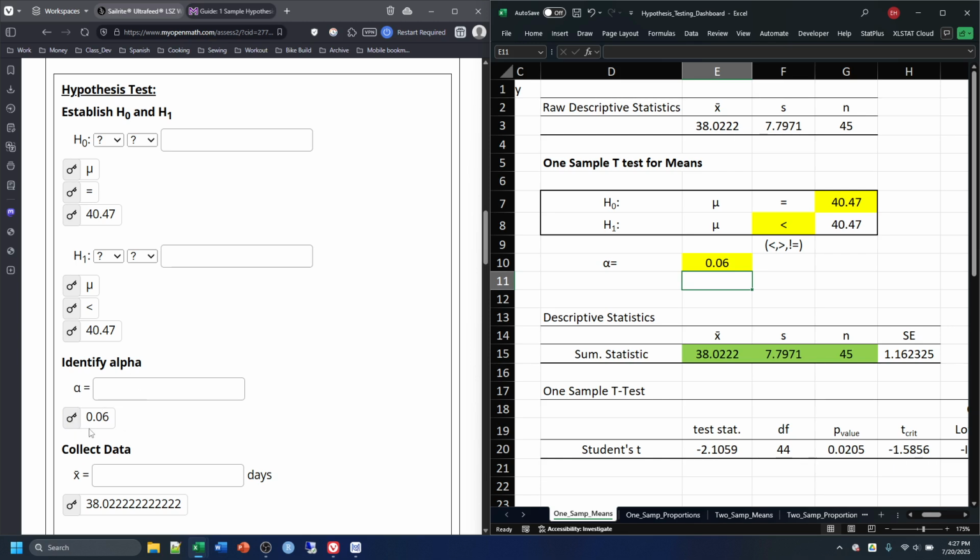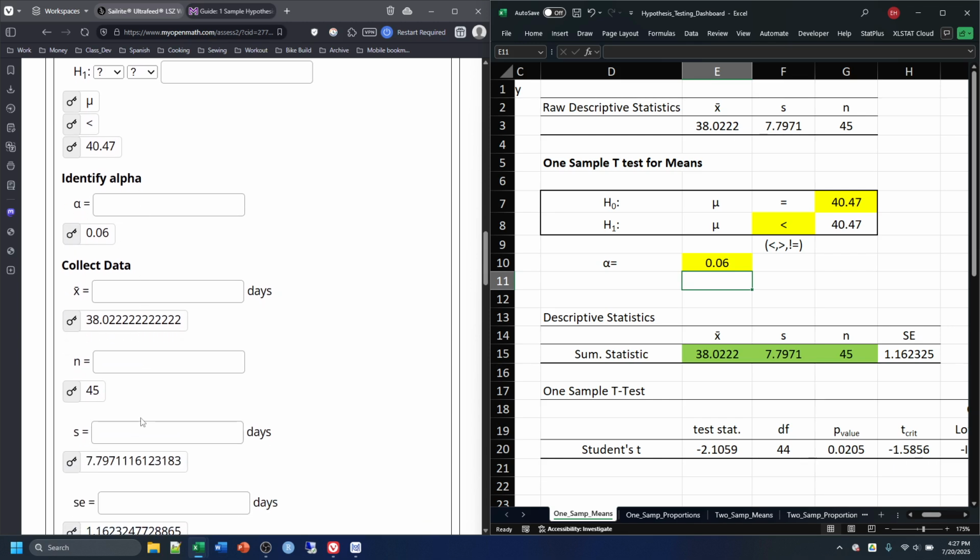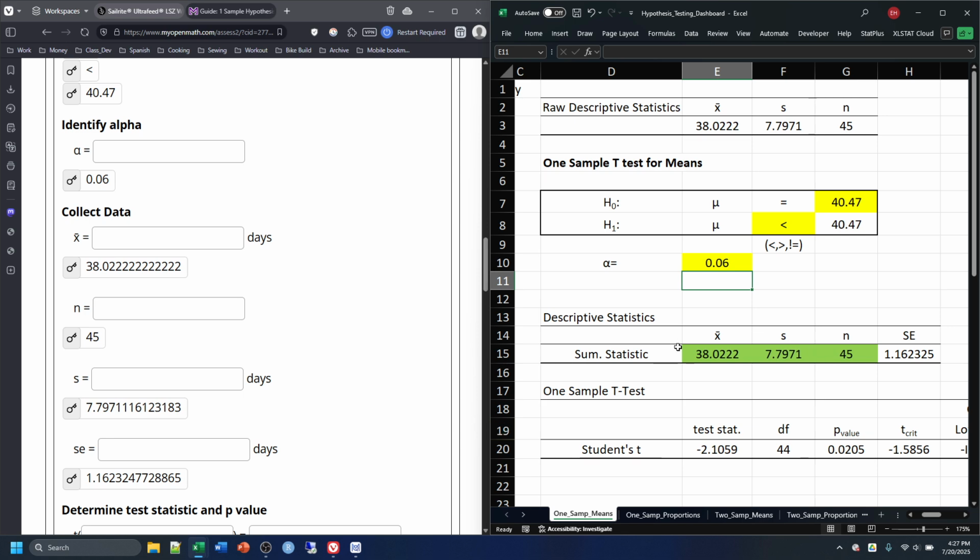Okay, we identify alpha as 0.06, and then we need to collect our data and look at what our statistics are. Our sample mean here is 38.0222. Notice it's right there. How did we actually calculate this? If you click up here, notice it did the average of the data that we collected. And the standard deviation is STDEV.S of that data. Great. Sample size n is 45, and the sample standard deviation was calculated, so we just put it in here.